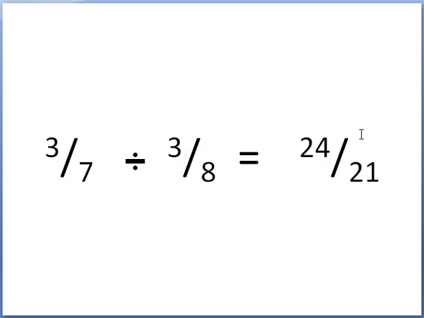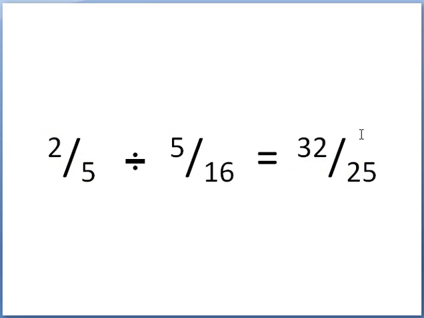All right, I have 3/7 divided by 3/8. I simply multiply 3 times 8 and 7 times 3. All right, 2/5 divided by 5/16. Multiply the denominator times the numerator, it gives me the denominator. Multiply the numerator times the denominator, and it gives me the numerator.